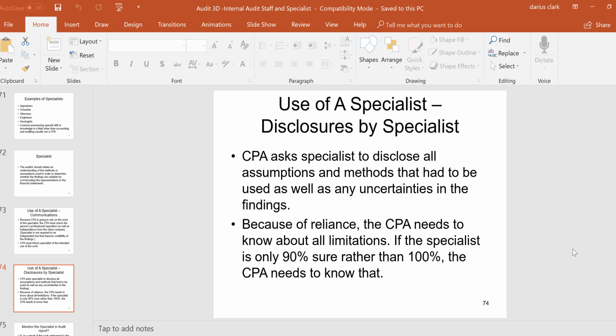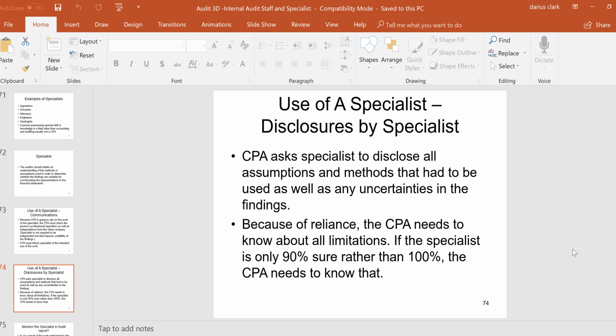Okay. All right. So the CPA is going to ask the specialist some questions like this. Please disclose to us all assumptions and methods that you had to use. So how did you determine that the bridge was 36% complete? The client determined that it was. How did you determine that it was? That's what we want to know. Not that we're going to be able to reperform the task. We can't, but let's ask the specialist for the assumptions and methods so that we could document that in our audit documentation, as well as any uncertainties in the findings.